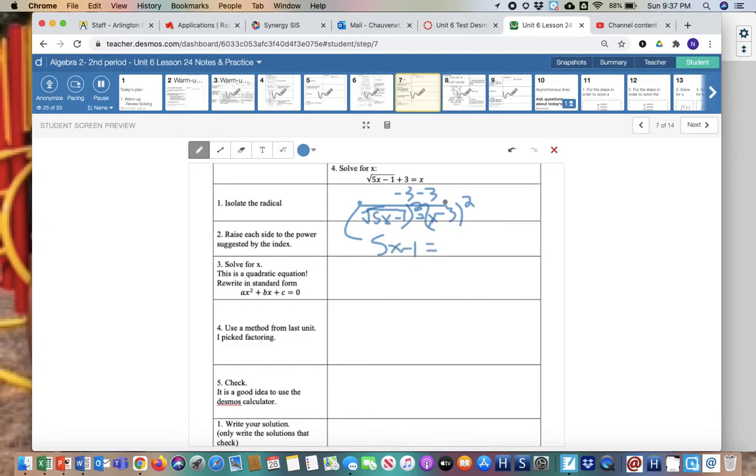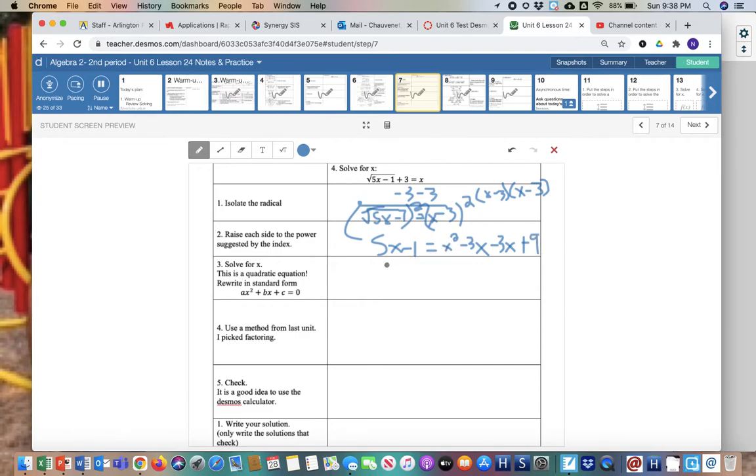And on the right side, I've got this. So remember, again, what does this actually mean? It means x minus 3 times x minus 3. So I'm going to multiply through: x times x is x squared, x times negative 3 is negative 3x, negative 3 times x is negative 3x, negative 3 times negative 3 is 9.